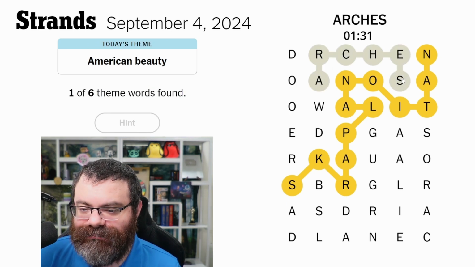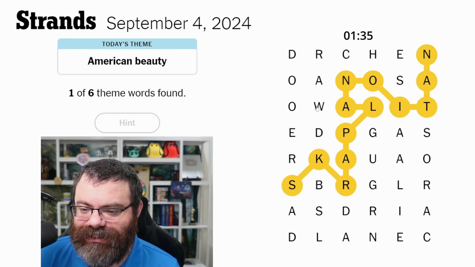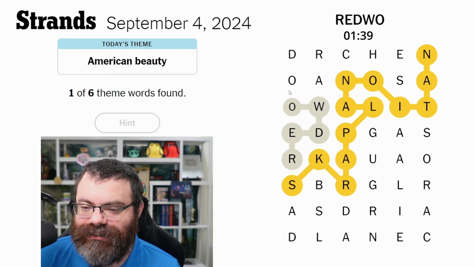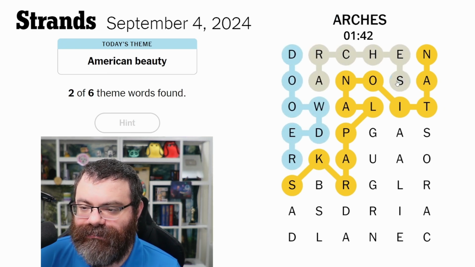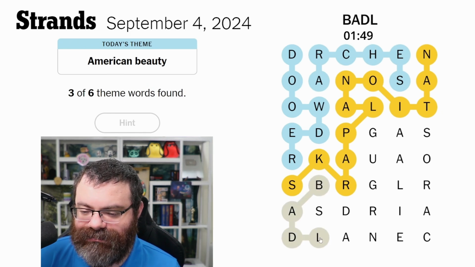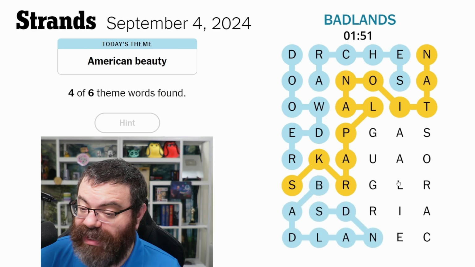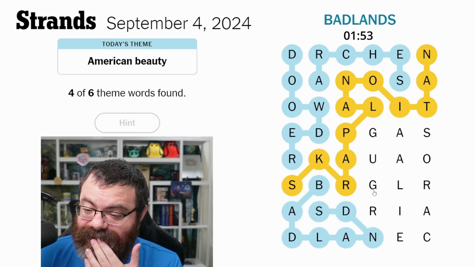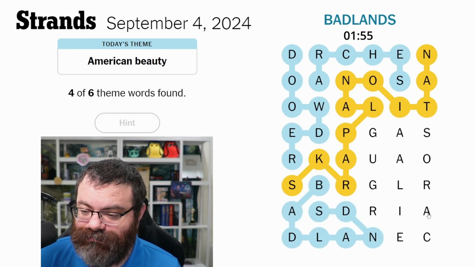Arches, maybe? That would make the other one... I'm just double checking because I want to try to get it perfect here. Wood or... Oh, redwood. Okay, yeah. So redwood and then arches. Okay. And then Badlands? Nice. Okay. We have two more.